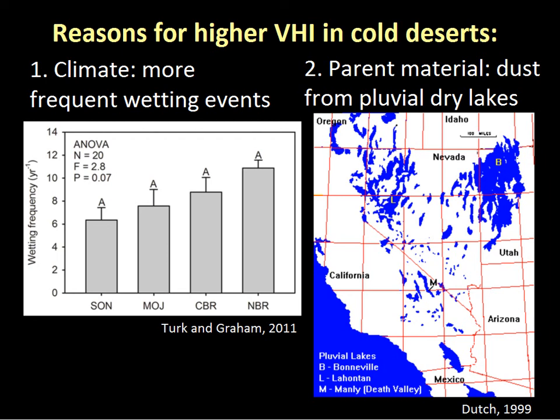Here we see the map of Pleistocene pluvial lakes. We have Lake Bonneville that shrunk down to form the Great Salt Lake, Lake Lahontan that covered much of western Nevada, Lake Manly that covered the floor of Death Valley. If you look at the distribution of these pluvial lakes, they're much more widespread in the northern part of the Basin and Range province. So it could be that because we had a greater extent of these pluvial lakes in the northern part of the Basin and Range, there were more sources of dust, which means we have better expression of vesicular horizons. So it's possible that this trend we see is linked to climate or to parent material, or it could be a combination of both.